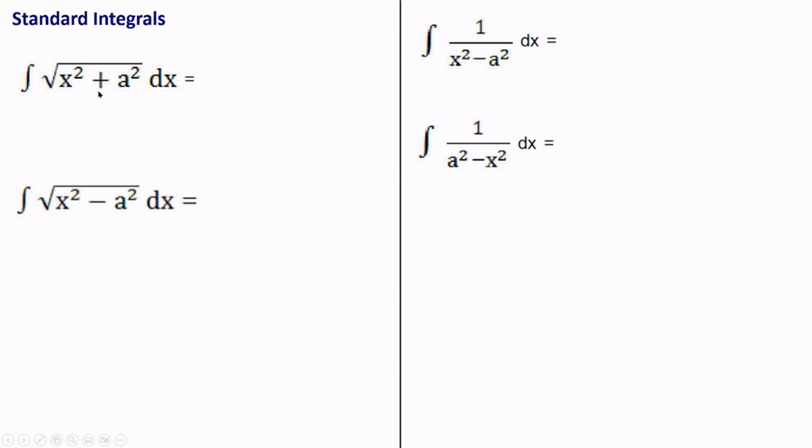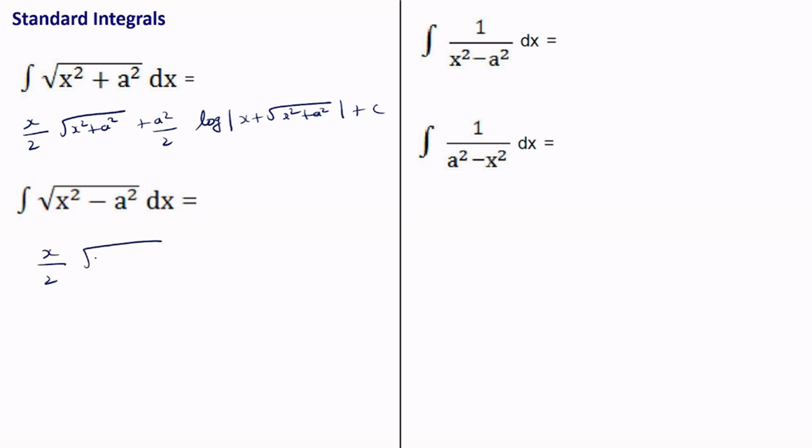Next we have integral root of x square plus a square dx. It is equal to x by 2 root of x square plus a square plus a square by 2 log mod x plus root of x square plus a square plus c. Next we have integral root of x square minus a square dx. So this is equal to x by 2 root of x square minus a square minus a square by 2 log mod x plus root of x square minus a square plus c.